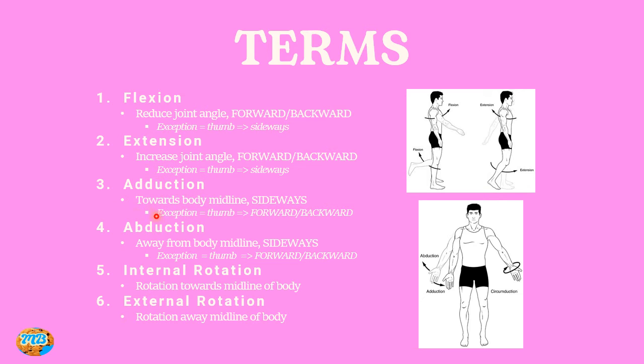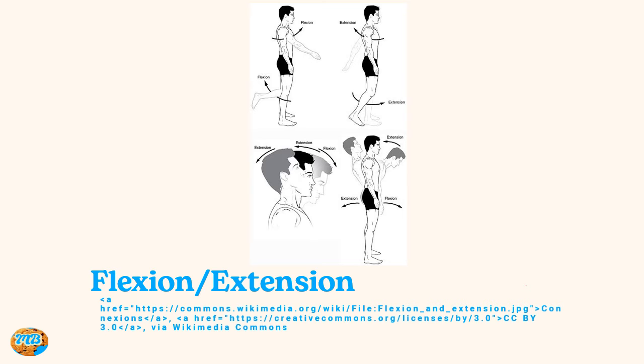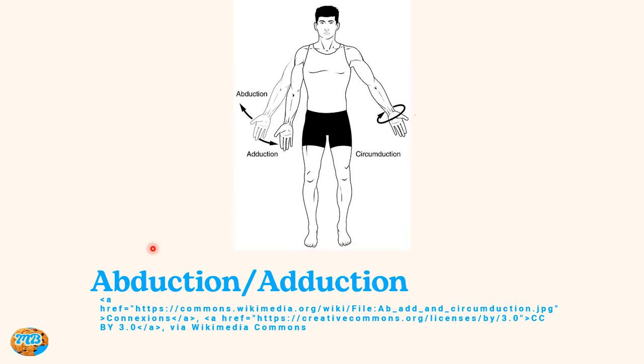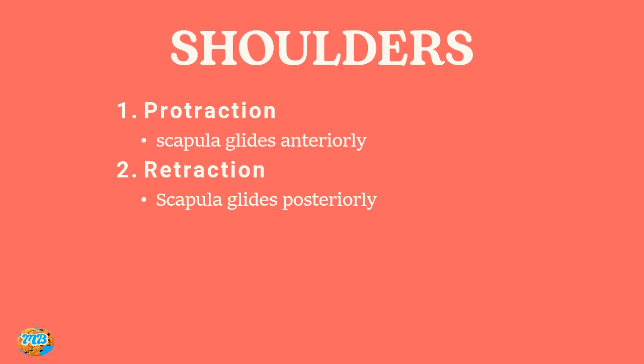Internal rotation is pretty self-explanatory. You're rotating towards the middle of your body, and external rotation is rotating away from the middle of your body. So this is flexion and extension once again. It's the photo. And then abduction and adduction, here's the photo again. Shoulders, you protract and you retract your shoulders. That's one way joint movements occur.